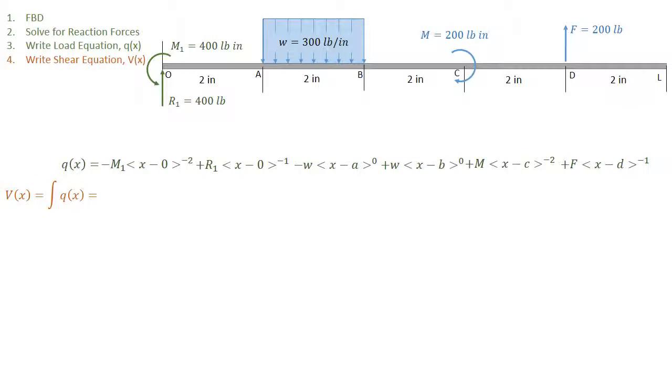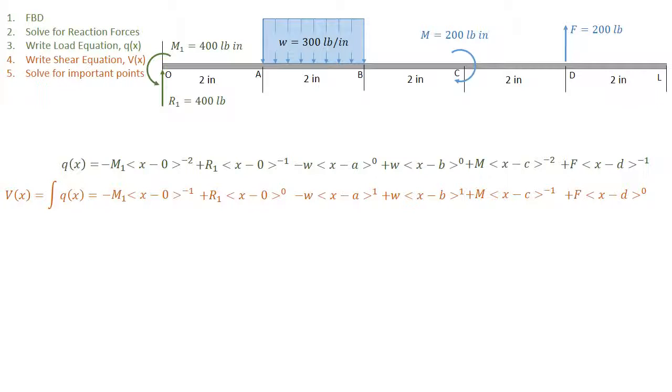The next step is to solve for the shear equation, and as this is just integration, I can do it directly. Integrating this first term, the rules of integration for singularity function, minus 2 just becomes minus 1. Minus 1 becomes 0, 0 becomes 1, 0 becomes 1, minus 2 becomes minus 1, and minus 1 becomes 0. So this is just strictly the definition of integration for singularity functions.